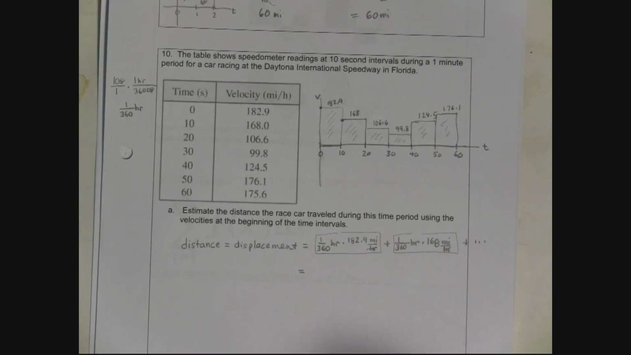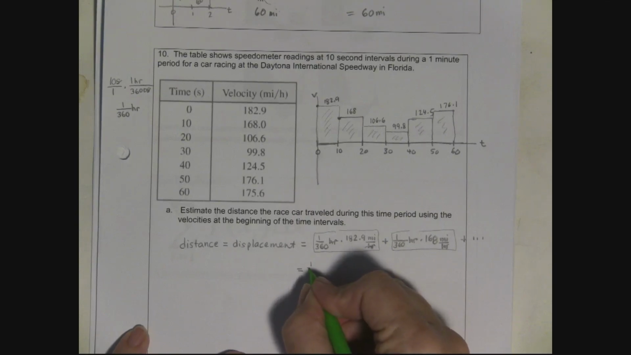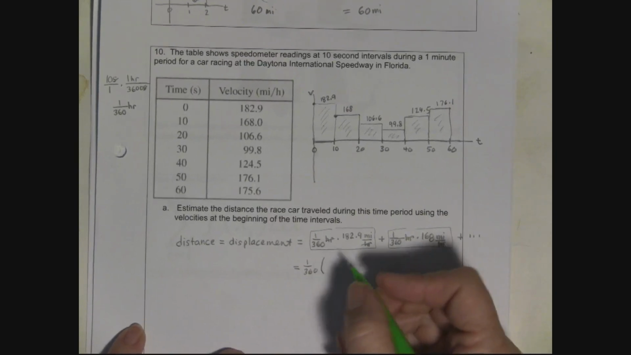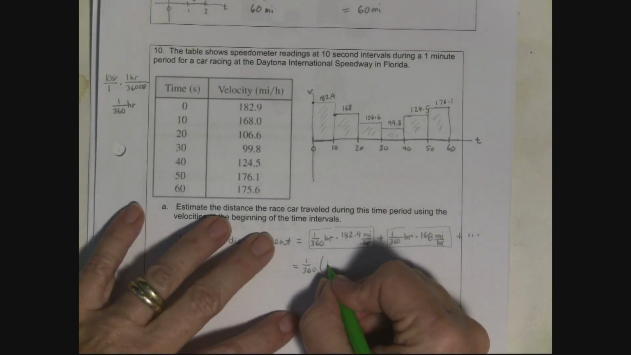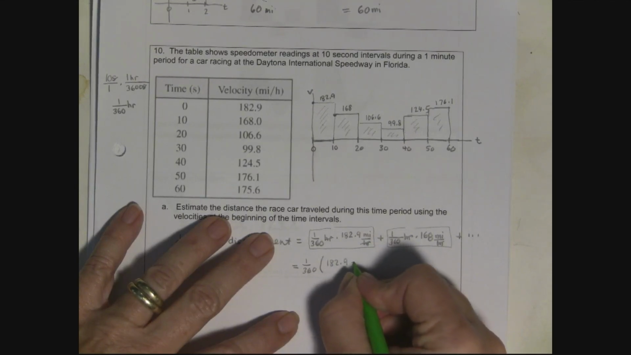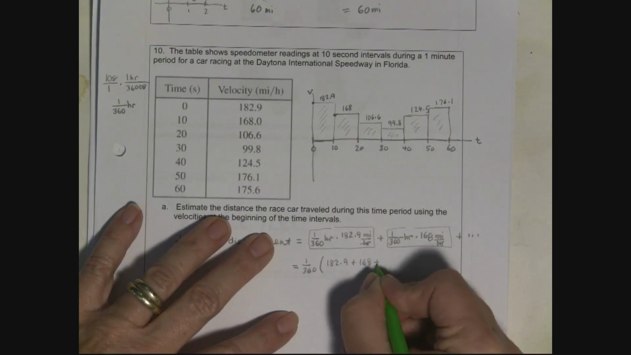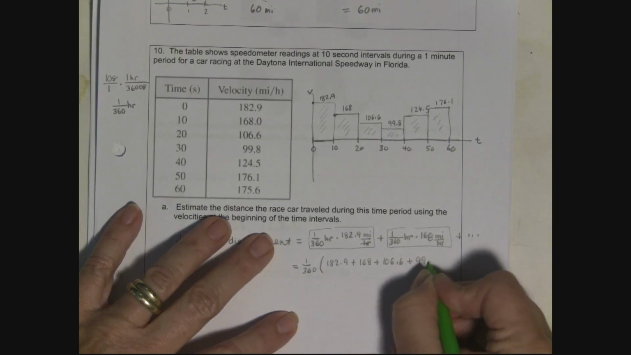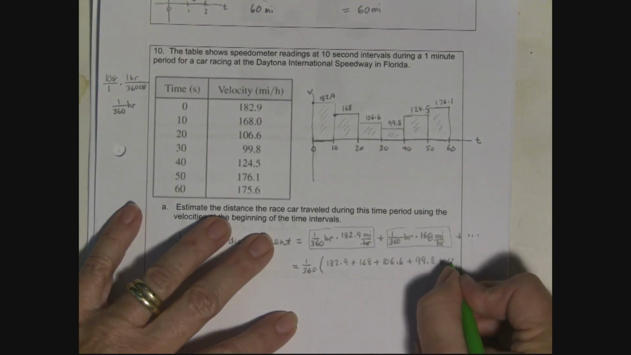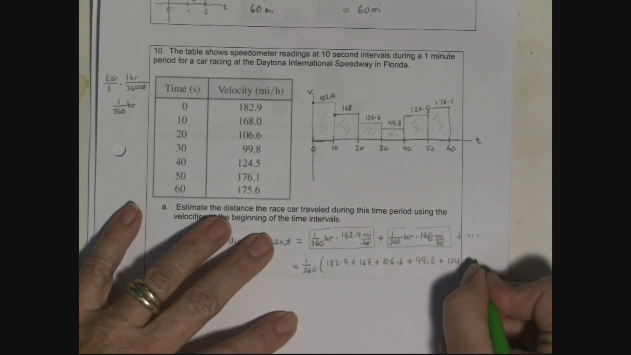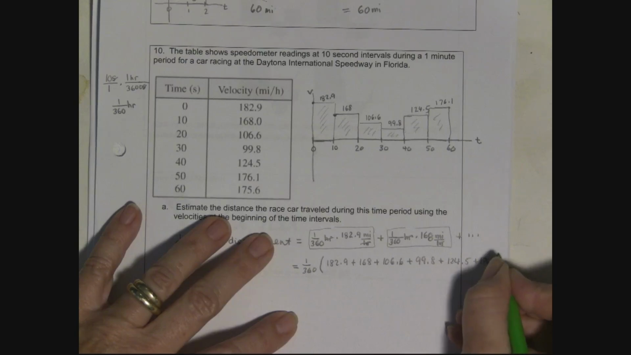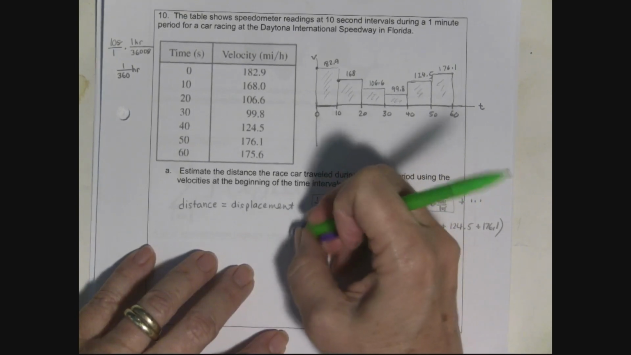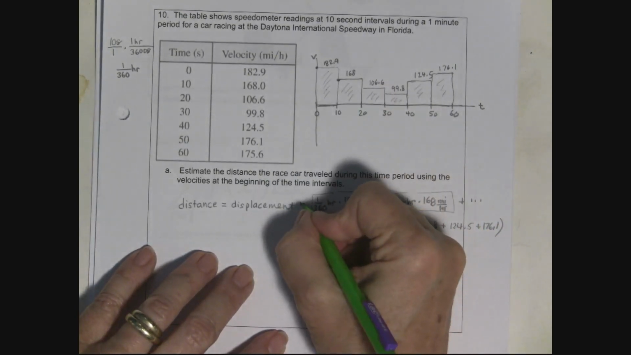So I'm going to write it like this in my calculator, 1 over 360. And then I'm going to factor out the 1 over 360, and then 182.9 plus 168 plus 106.6 plus 99.8 plus 124.5 plus 176.1. And that's what I'm going to be putting in my calculator. And this is going to be really an estimate, so I'm going to do squiggly equals.